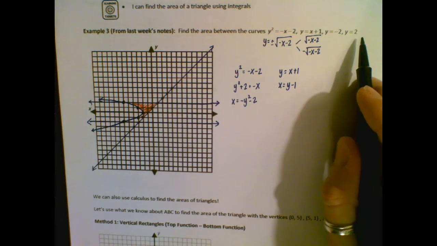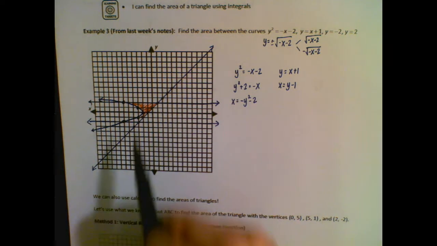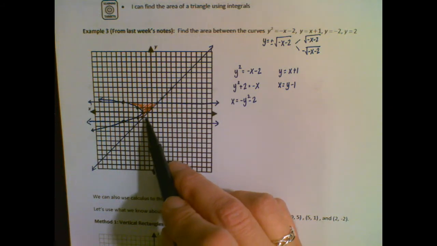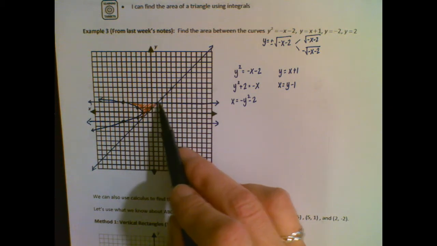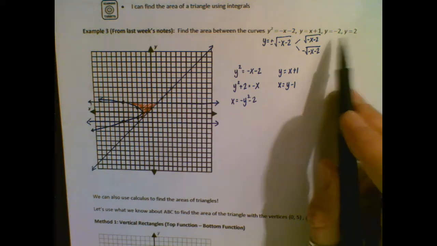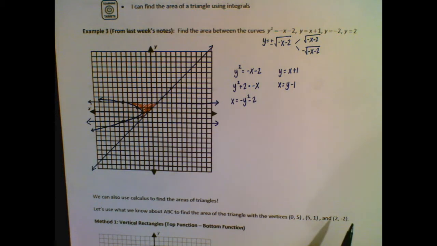And this negative 2 and positive 2 are actually our bounds, because remember that when we're integrating in terms of y, we want to know what the lowest y value is and what the highest y value is. And those are our restrictions here telling us exactly what our lowest and highest y values are.